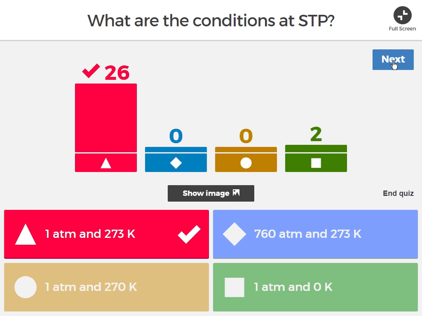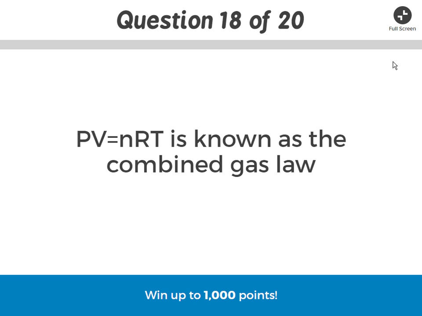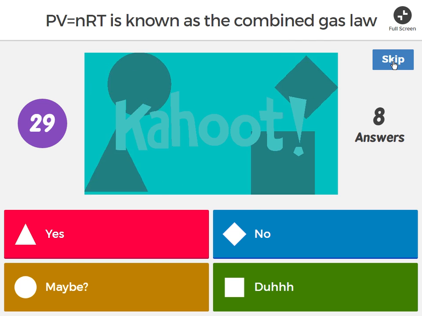Okay, shame on you 2 people, shame. All right, I think I got one more. No, one more, two more. PVnRT is known as combined gas law. Yay or nay? Maybe.